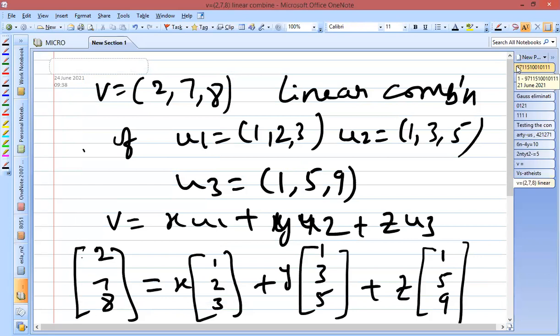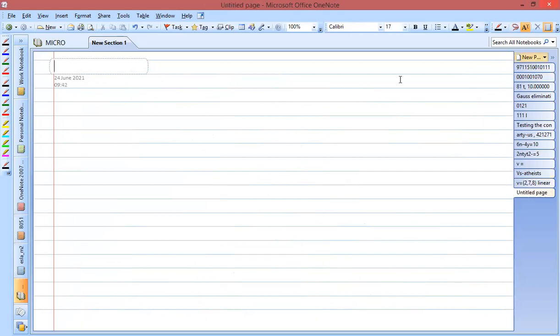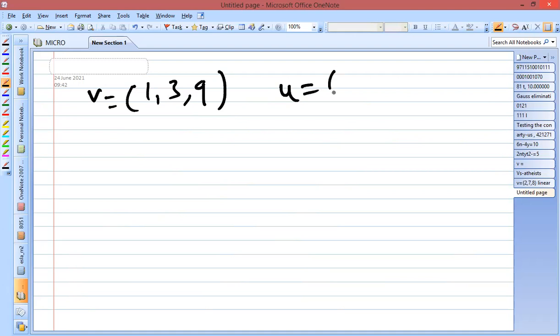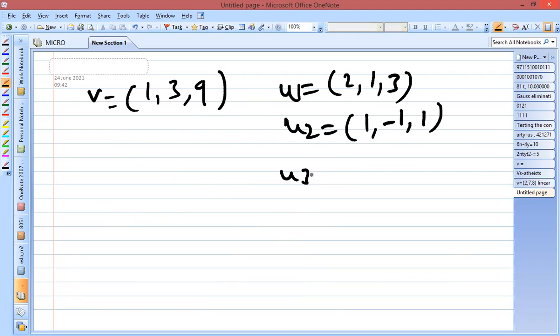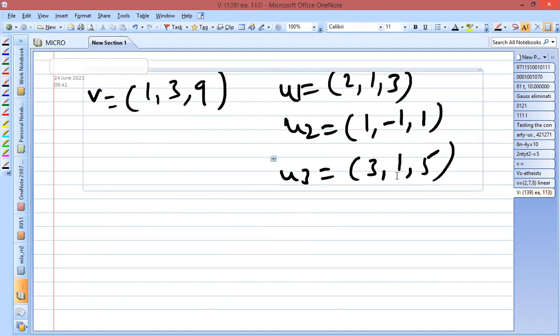What is the observation that you can make here? In the next class, I'll just ask this question, get me the answer. So take one more problem. Write the vector v is equal to (1, 3, 9) as a linear combination of vectors u1 is equal to (2, 1, 3), u2 is equal to (1, -1, 1) and u3 is equal to (3, 1, 5).